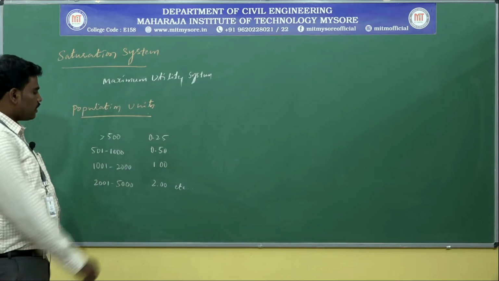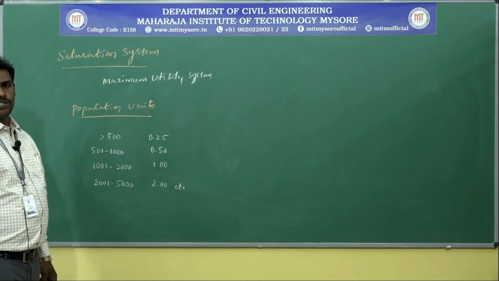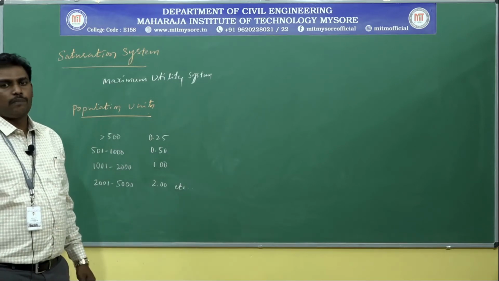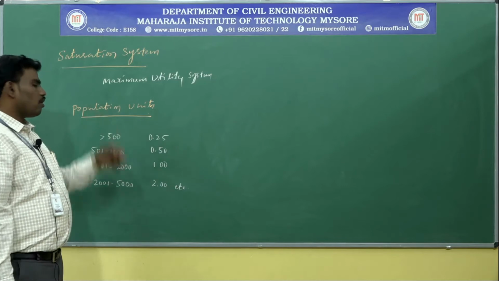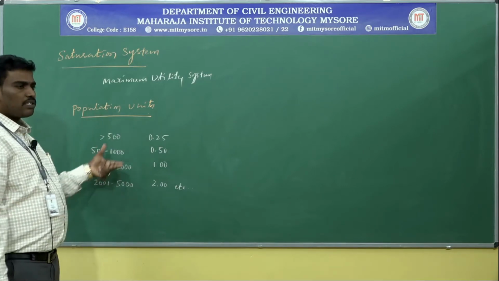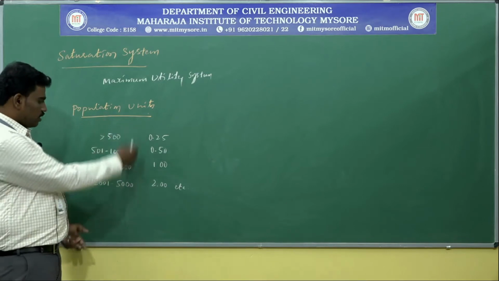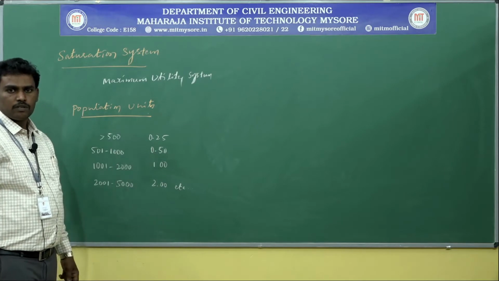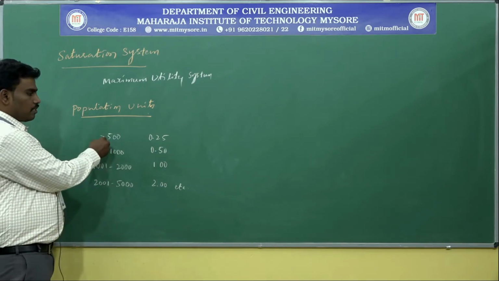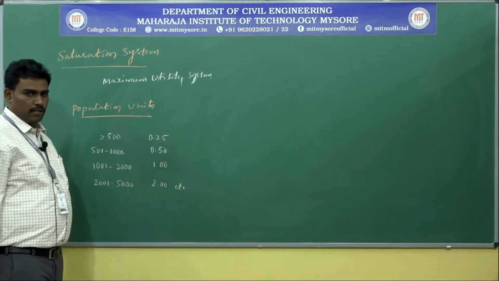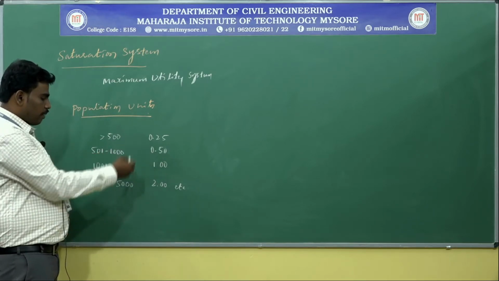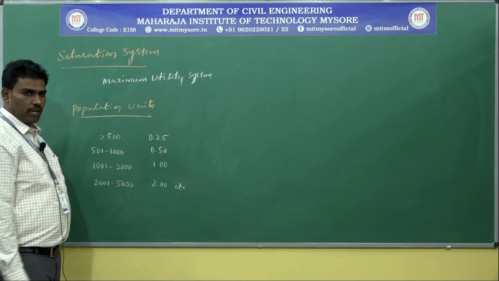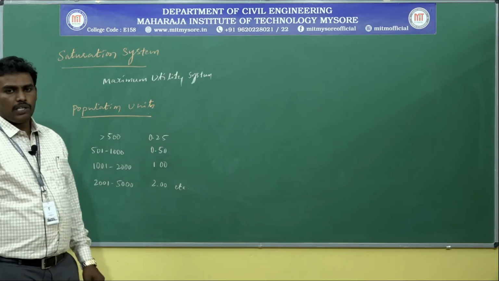Is it clear? For the varying rate of population groups, you are going to assign some arbitrary unit to determine the utility per unit length of the road, that is called population units, and the population units are assigned as follows. See here, it is there on the blackboard. The population less than 500 is assigned 0.25, 501 to 1000 it is 0.5, 1001 to 2000 it is 1, 2001 to 5000 it is 2. Okay, this is regarding the population units.